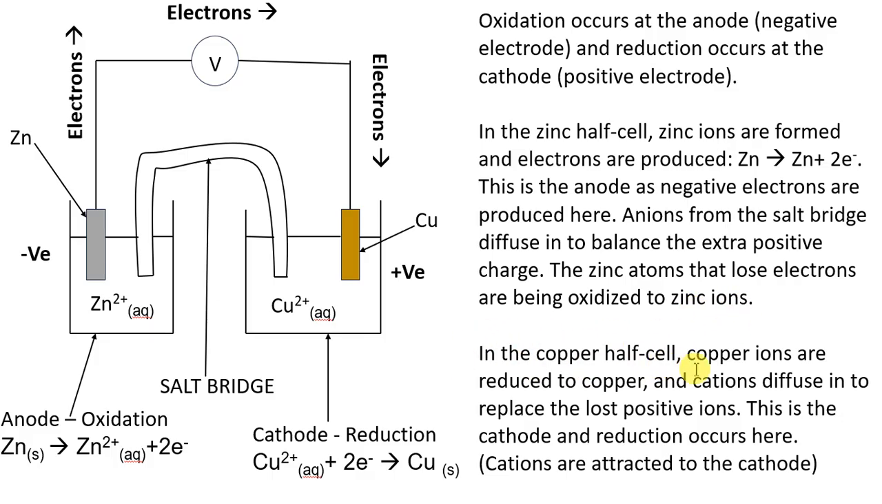In the copper half cell, copper ions are reduced to copper. Cations diffuse in to replace the lost positive ions. Cations diffuse in from the salt bridge. This is the cathode. Reduction occurs here. Cations are attracted to the cathode.